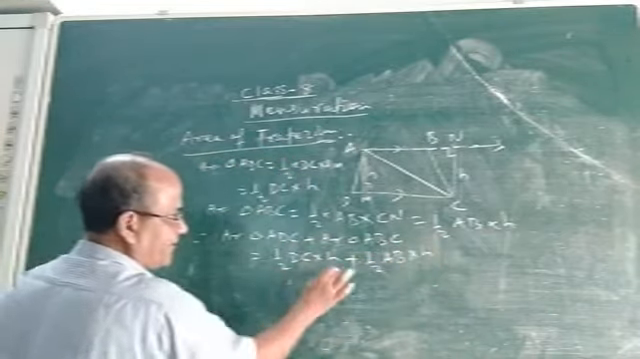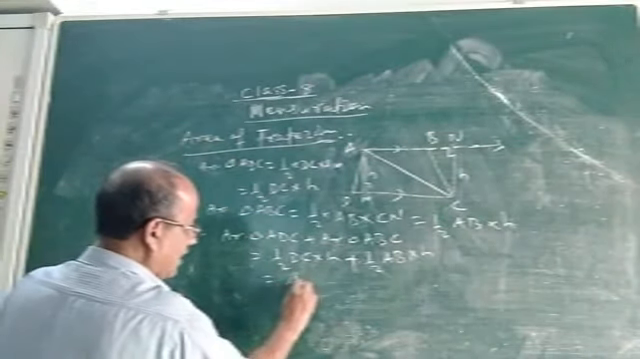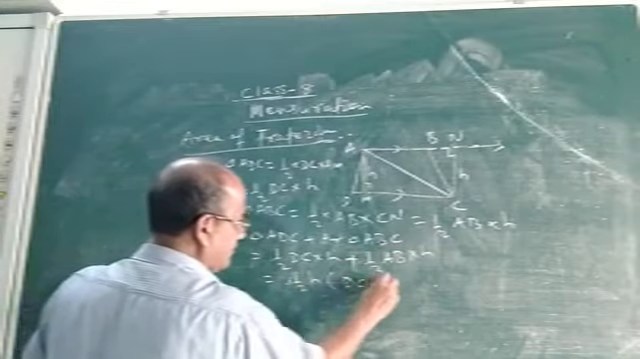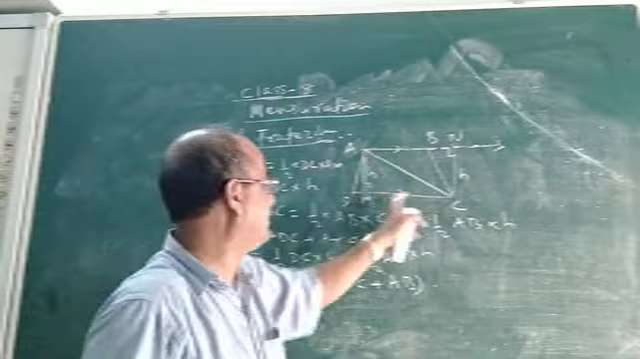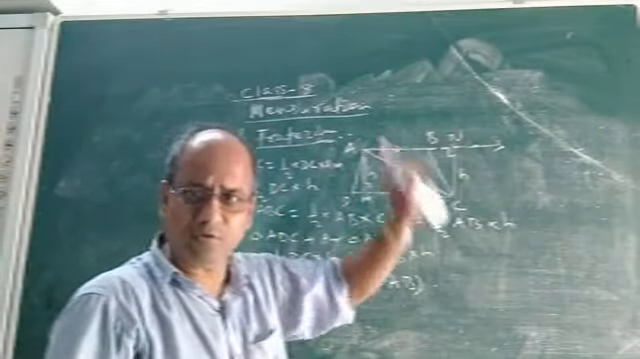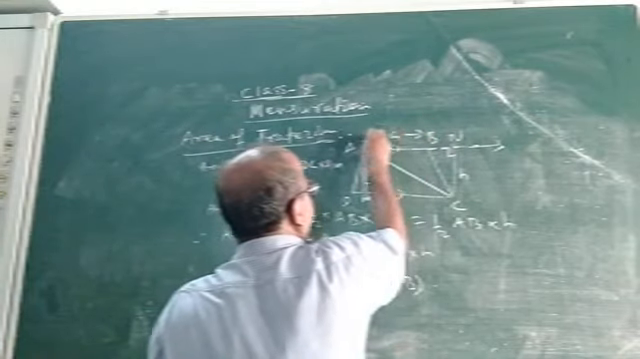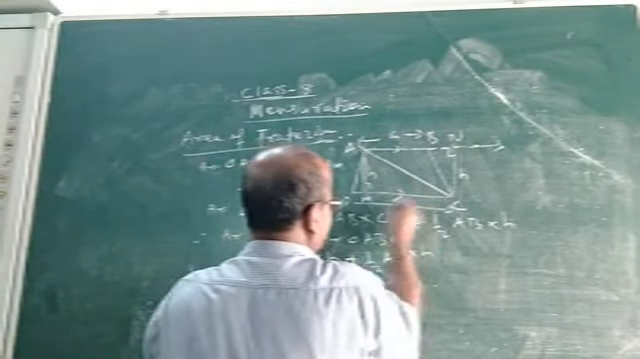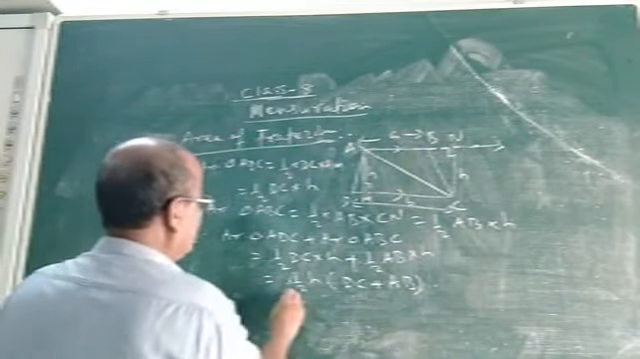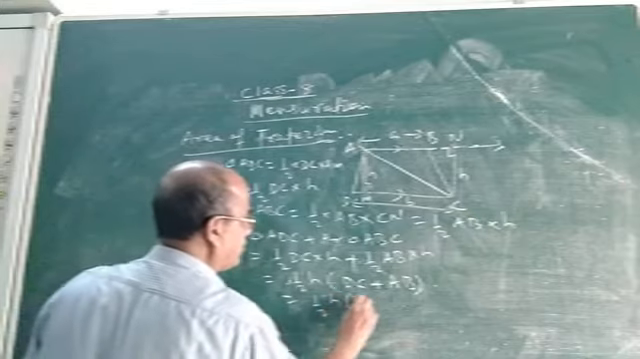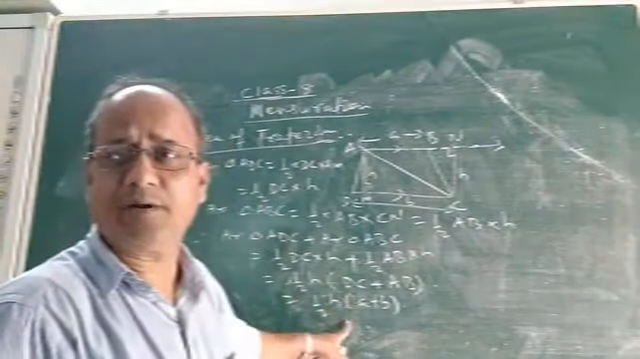Now half H can be taken common. So you take common half H into (DC plus AB), and look, DC and AB are the two parallel sides. Now suppose the length of AB is a unit and the length of DC is b unit. Now what will be the formula? Half H into (a plus b). So this will be the formula to calculate the area of a trapezium.